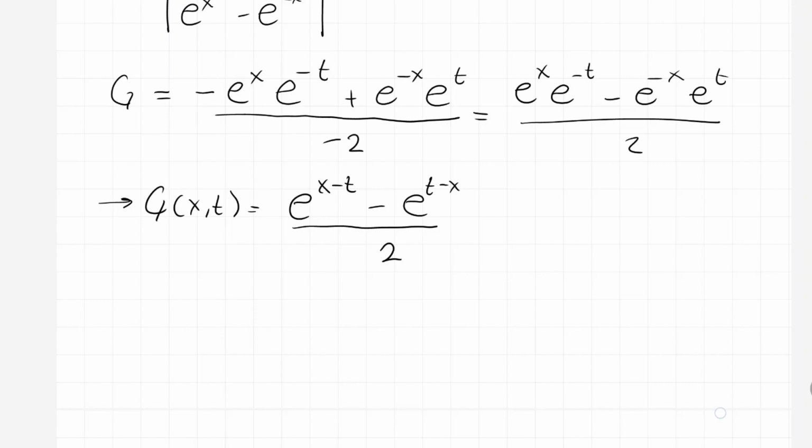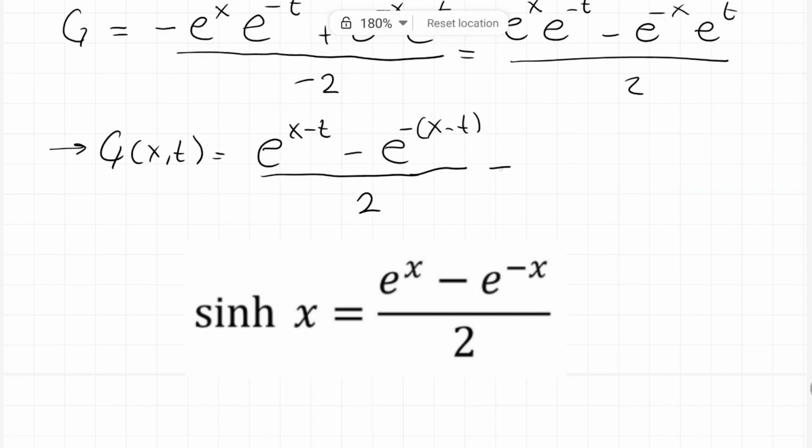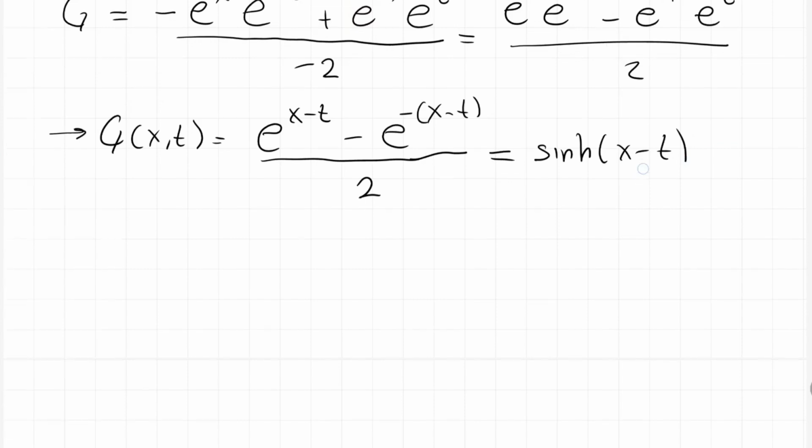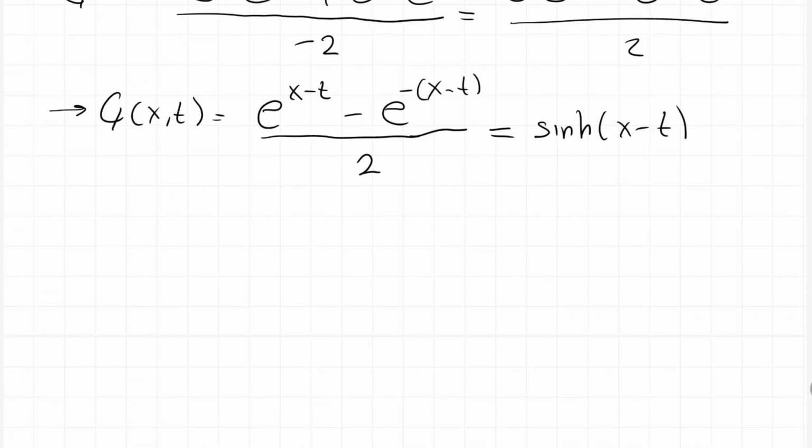And actually, we'll see that it will be convenient to rewrite this as negative x minus t, just to have the same exponent, because now we are going to use a definition that this is equal to the hyperbolic sine of x minus t. This is a very famous definition in hyperbolic trigonometry.